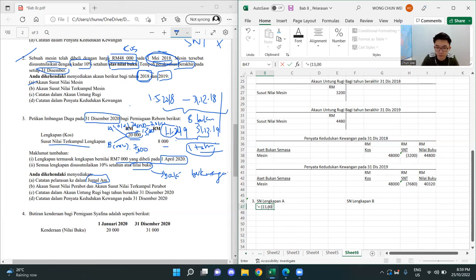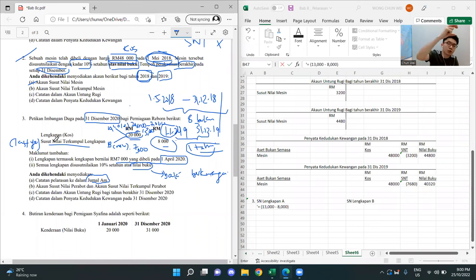All right, so 13,000. If you use 20,000, then dia sudah termasuk 7,000 yang baru dibeli. I told you, when you baru dibeli pada 1st April, then you have to do the time apportion. You have the times. Berapa bulan yang diguna? Divide by jumlah bulan, which is 12. All right. So here, 13,000. Okay. What is the SNT? The SNT is 8,000. So you tolak 8,000. And whenever you see a SNT, susut nilai terkumpul dalam your imbangan duga, meaning this SNT is actually from last year. That's why we have to calculate this year punya susut nilai and then add back to last year punya susut nilai terkumpul in order for us to get this year's SNT.